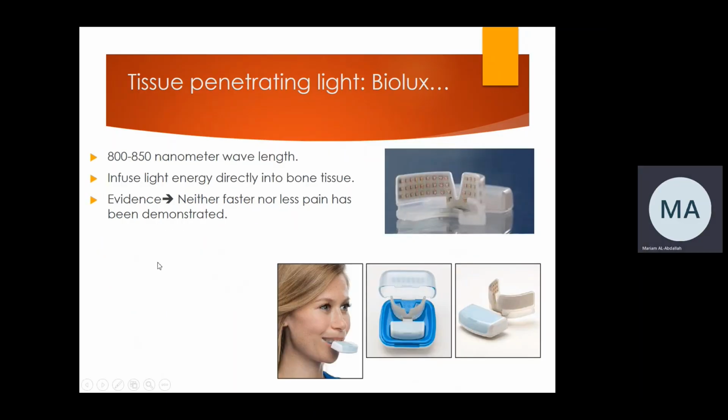Tissue penetrating light, which is Propel, again, this is the trade name. It produces 800 to 850 nanometer wavelength. This light will be infused, the energy of the light will be infused directly into bone tissue. And the evidence and the studies showed that it will not produce faster tooth movement and it will not reduce pain from orthodontic appliances.